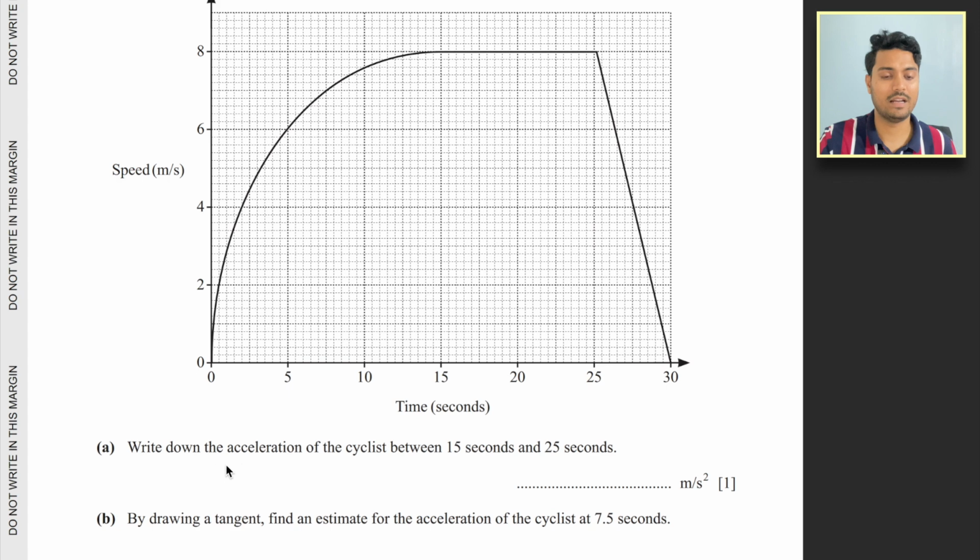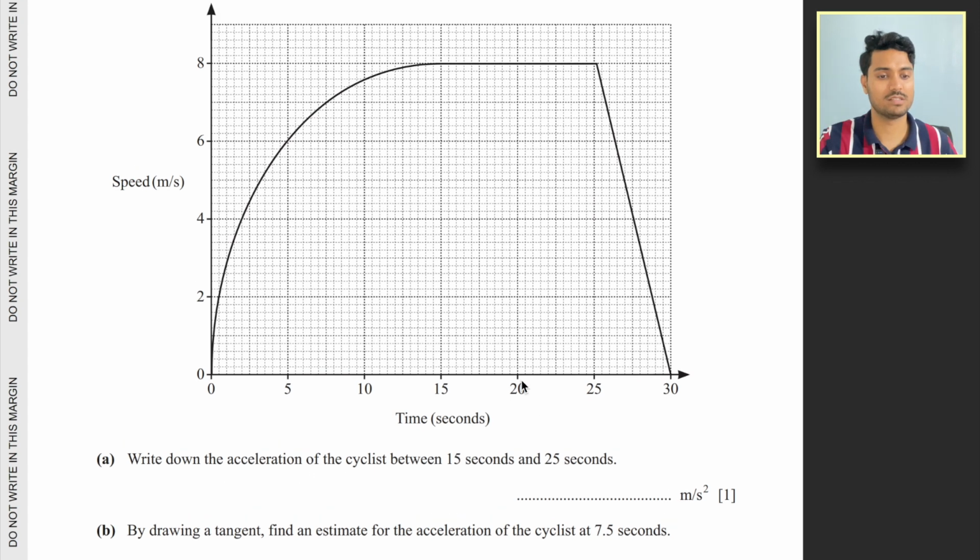It says write down the acceleration of the cyclist between 15 seconds to 25 seconds. The time is here, speed is here. Now here we can clearly see that there is no acceleration. Acceleration A is v minus u upon t, and v minus u is exactly the same. So 0 by t, that's 0. So the answer is going to be 0.